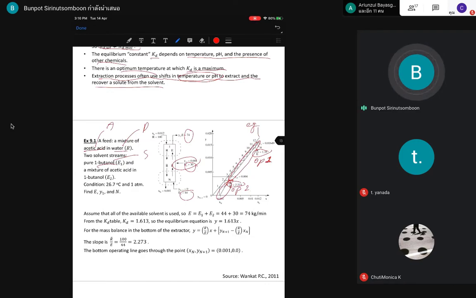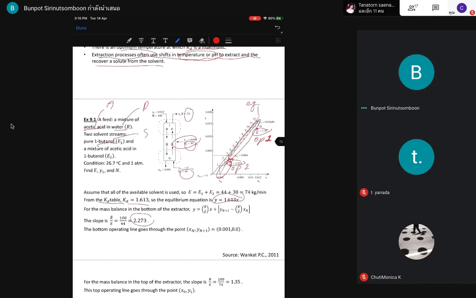From the KD table, the KD is 1.613. So this is the equation for the equilibrium line. Then you can find the operating line equation, and for the bottom the slope is R bar over E bar, so 100 divided by 44. The bottom operating line goes through this point. So with the slope and 1 point, you can draw the line, right?